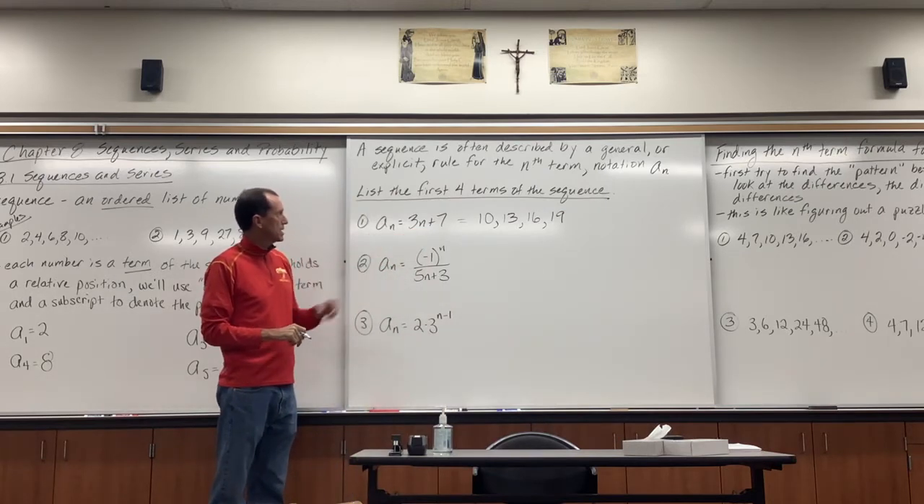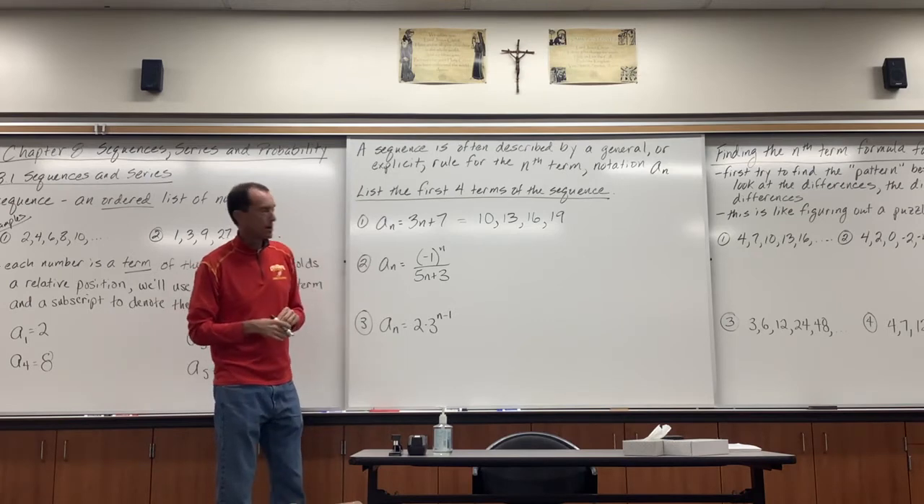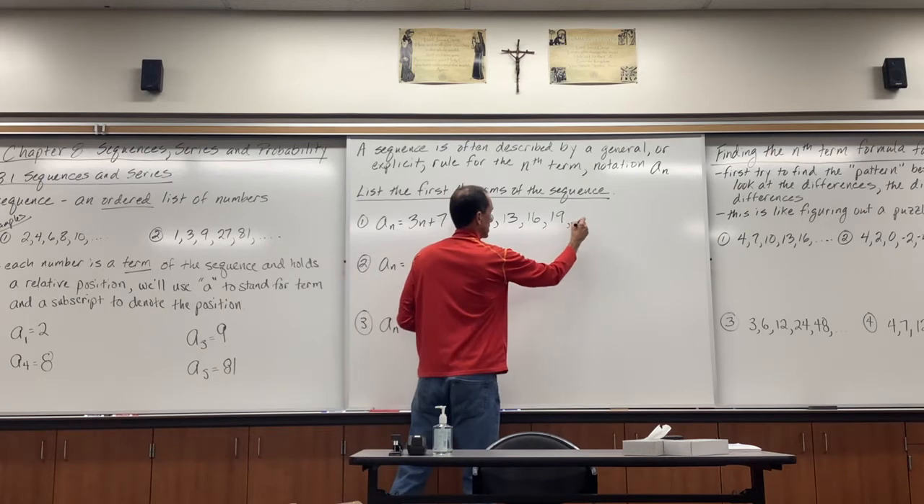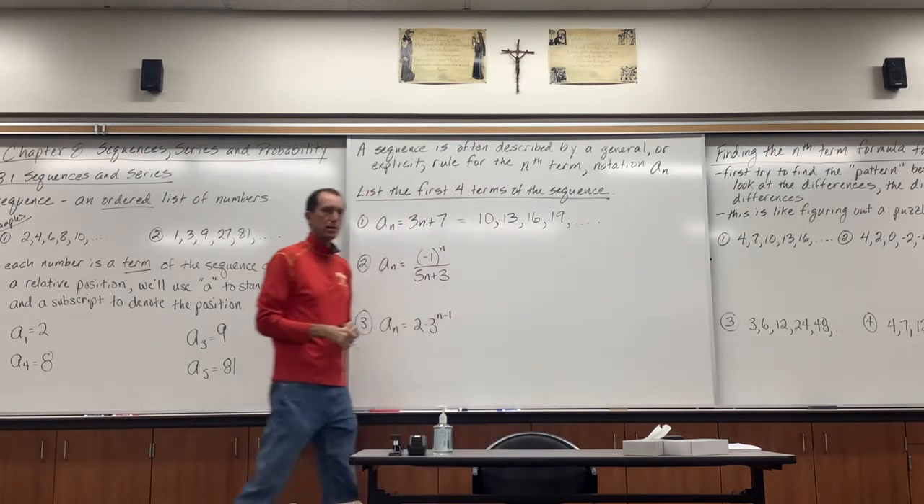It says right here the first 4 terms, that's just kind of random. It could be the first 5, first 6, whatever. Obviously, if you wanted to, you could keep going with this and find as many terms as you needed.